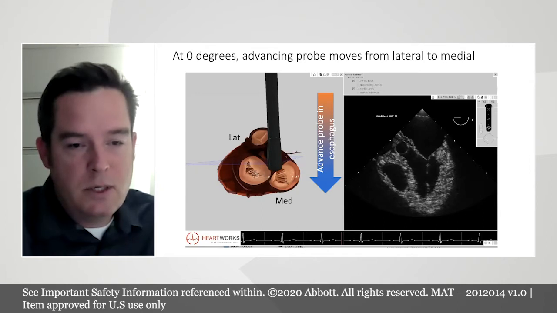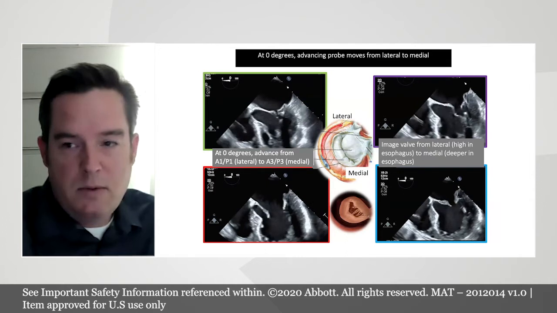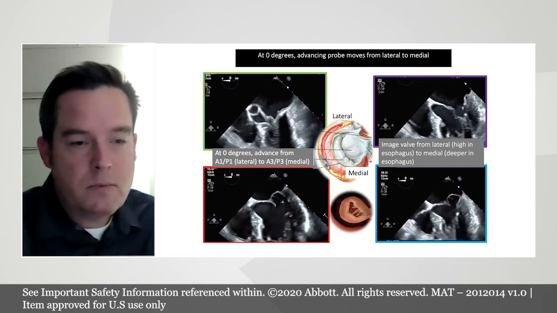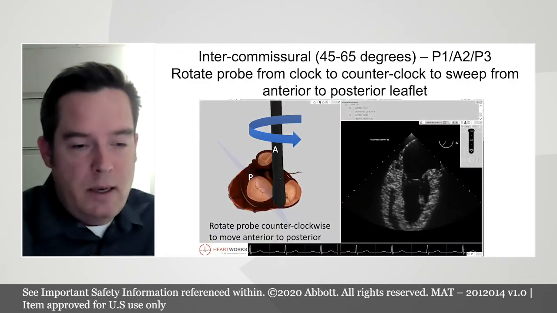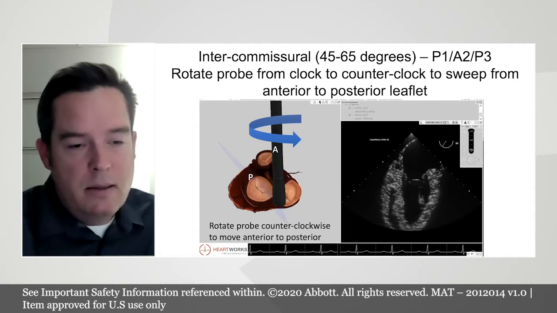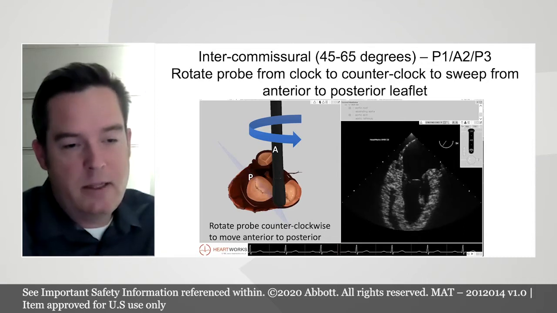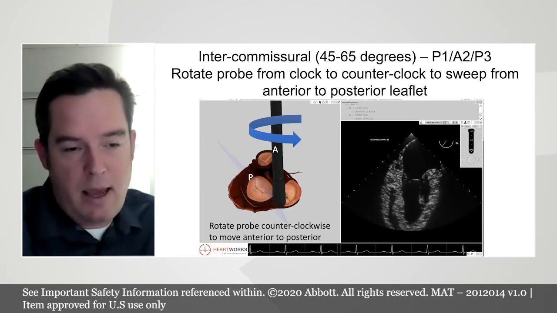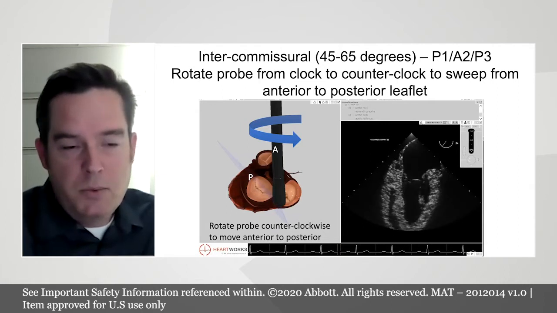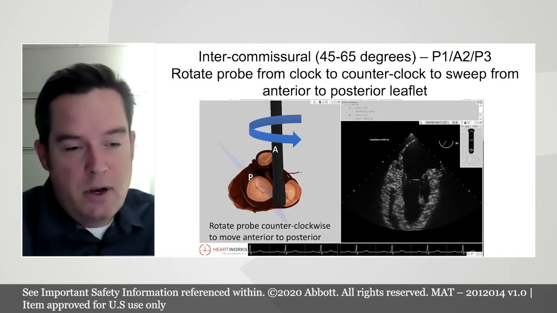So from 0 degrees, here is our view from an actual patient with severe degenerative disease as we're advancing down in the esophagus. And then we move out to an intercommissural, bicommissural view. In this view, as opposed to the angle defining the view, the image should define the view. So it's that angle of your omniplane and probe position that allows you to see P1, A2, P3. And from that standpoint, you're essentially 90 degrees off of your long axis view.